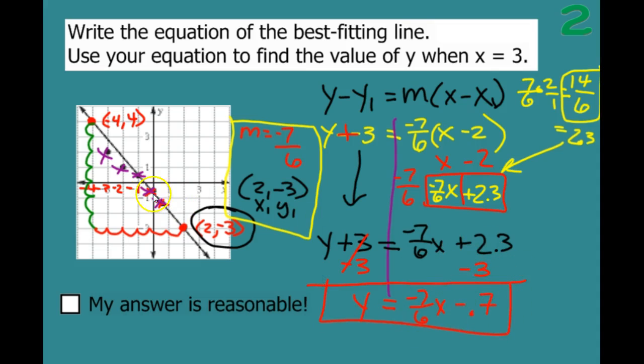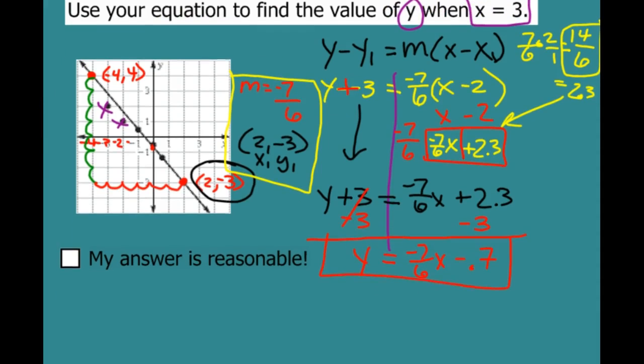So this is my answer, and it makes sense because we would cross at a -0.7, somewhere around there. You can see that we would be crossing the y-axis at about 0.7. But we do need to do our last step, which is to find the value of y when x is 3. So we're going to plug a 3 into our equation. Now you can look at your graph here and get a close guess, but it's not going to be an exact answer. So if you have an equation already, use your equation. So we're going to plug in a 3 there. So we're going to write y equals -7 over 6 times 3 minus 0.7.